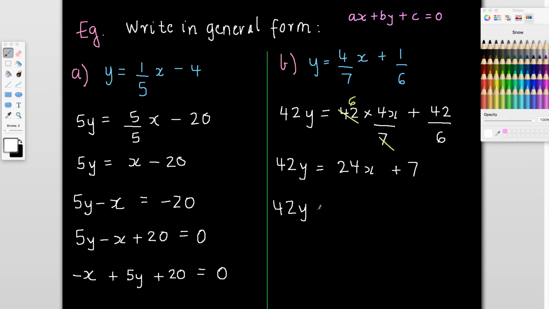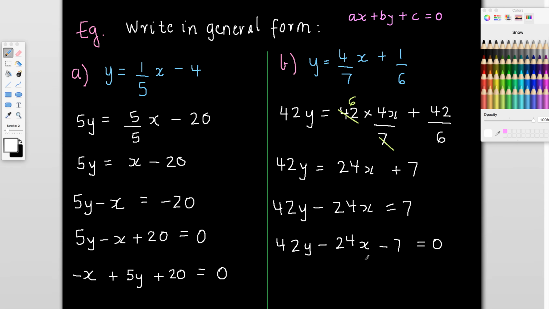42y. I'm now going to subtract the 24x from both sides. So that's equal to 7. And finally, I'm going to subtract 7 from both sides so that this is equal to 0. So subtract the 7. Now I've got that equal to 0.